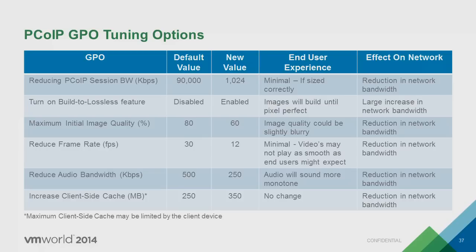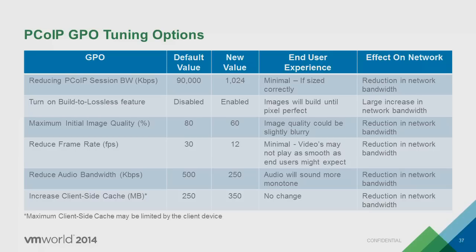So make sure if your users need pixel perfect images, that's the only time you'll enable this. And if you do enable this, be aware that there's going to be a large increase in network traffic. It will make a big difference. Obviously, it will depend on how many users are doing it. If it's just one user, you might not notice it. But if you've got 100 users doing it, it's going to make a difference.